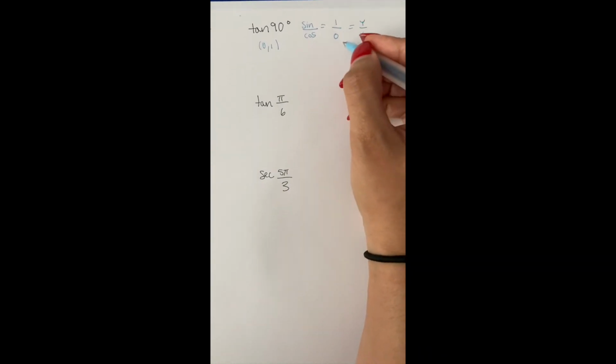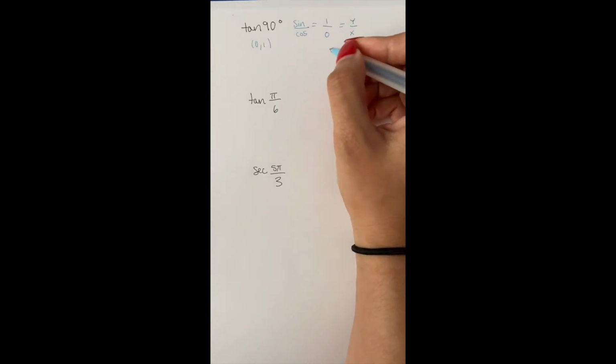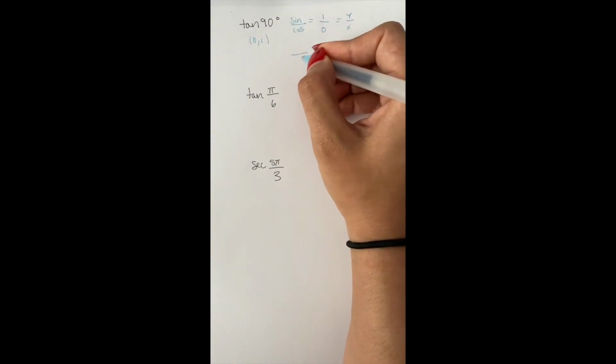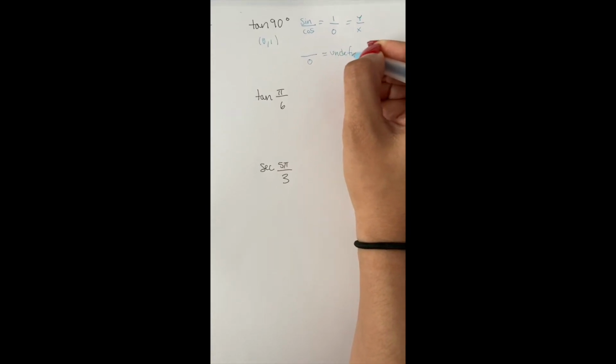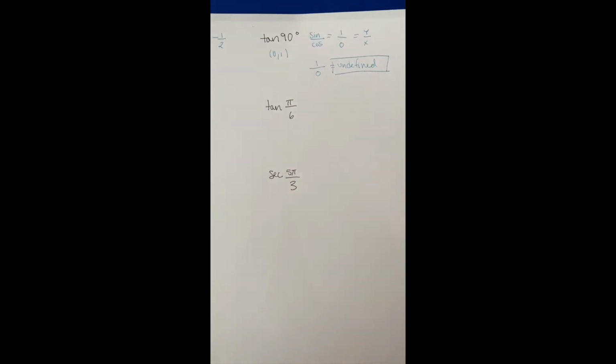So your answer is 1 over 0. But any number divided by 0, right, anything divided by 0 is undefined. So your answer is actually undefined. That is your final answer.